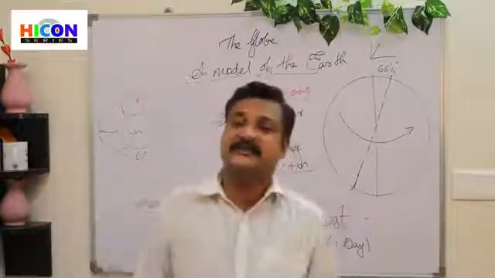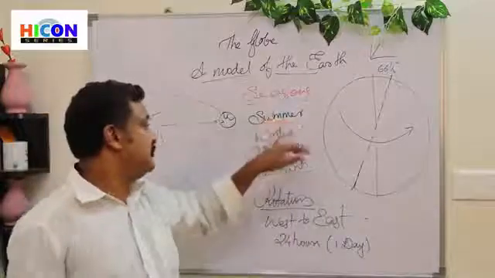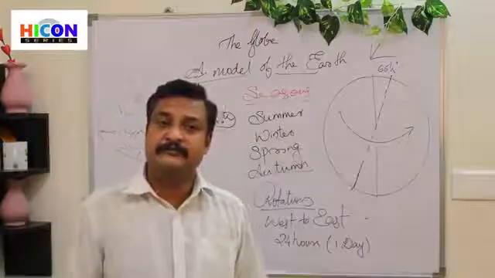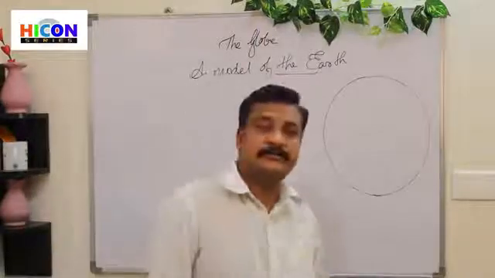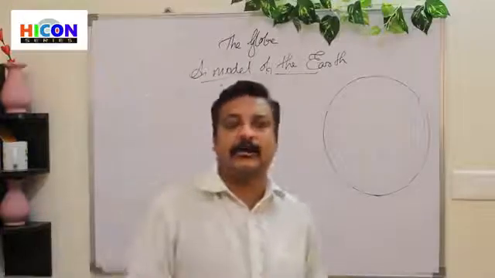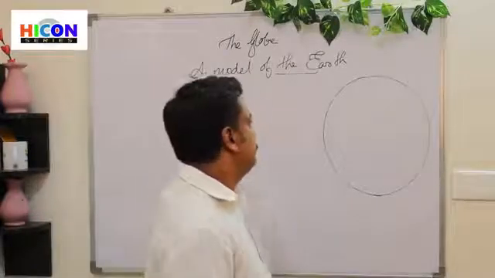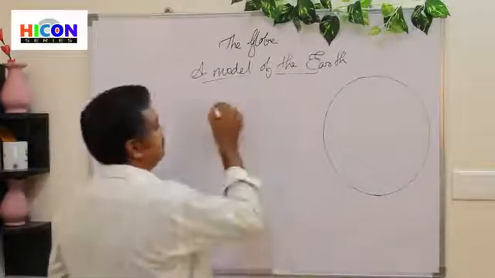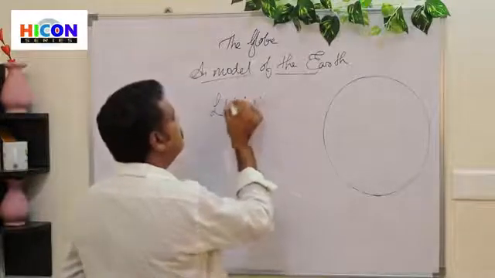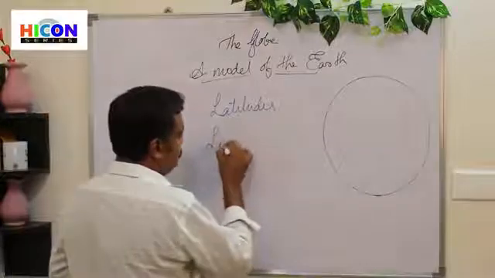The major seasons that we have are summer, winter, spring and autumn. Okay. So, the next is some lines that we draw on the globe. Some imaginary lines known as latitudes and longitudes.